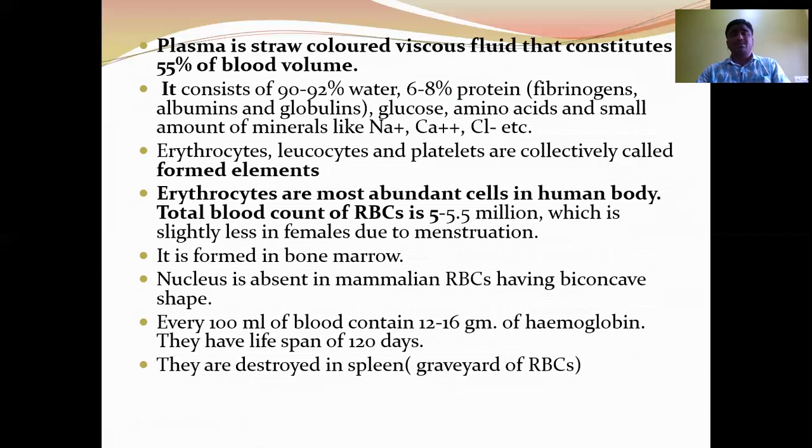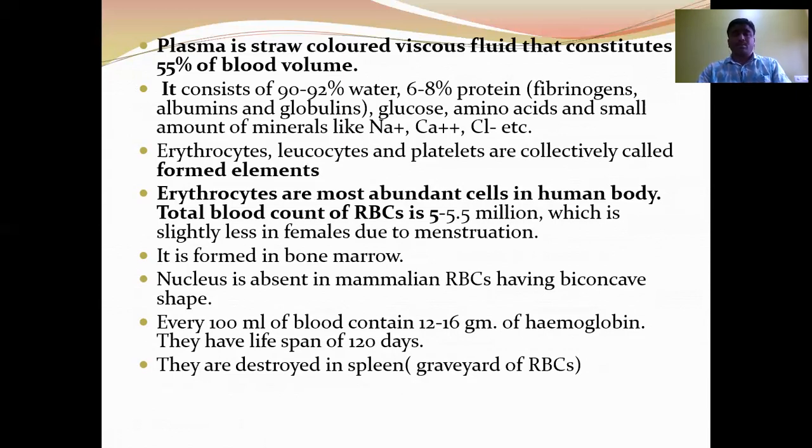Plasma consists of 90 to 92% of water and 6 to 8% of proteins. The proteins include fibrinogen, albumin, and globulin. Fibrinogen is the blood clotting protein. Albumin maintains blood osmotic pressure, and the globulins are antibodies. It also contains nutrients like glucose, amino acids, and a small amount of minerals like sodium, chloride, and calcium.